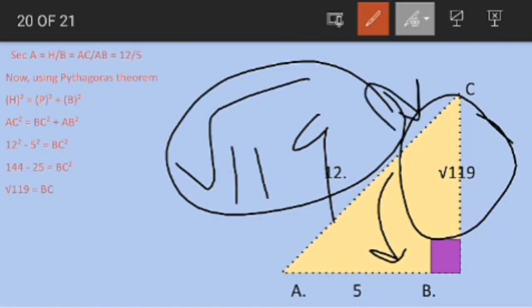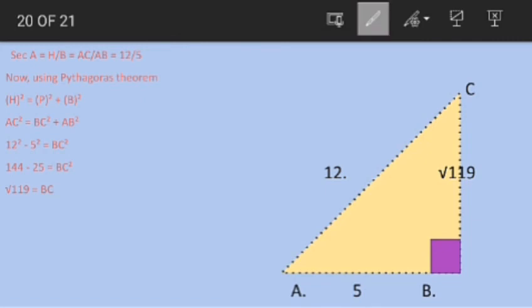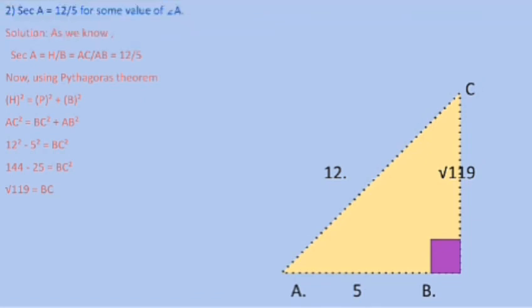So whenever we find the third side, we have seen that the third side BC is lesser than the longest side. It means that AC is still the longest side. Therefore the triangle with the value secant A equals 12 by 5 is possible. Therefore yes, the value of secant A for some angle A is 12 by 5 is possible. The statement is correct, therefore it is going to be true.